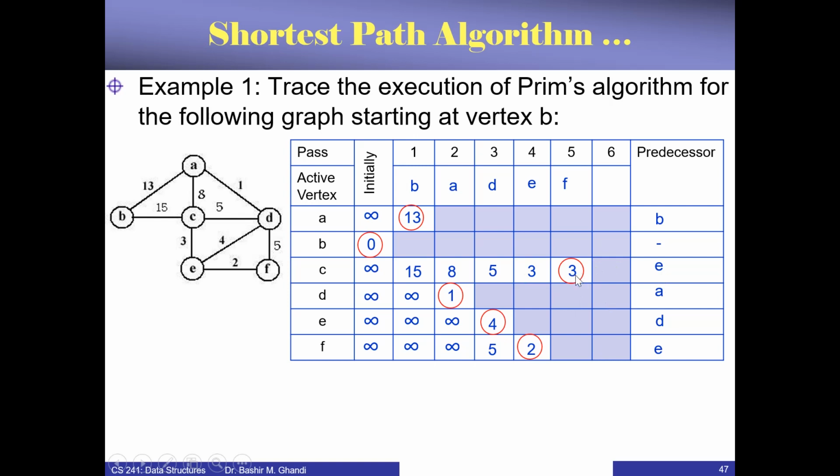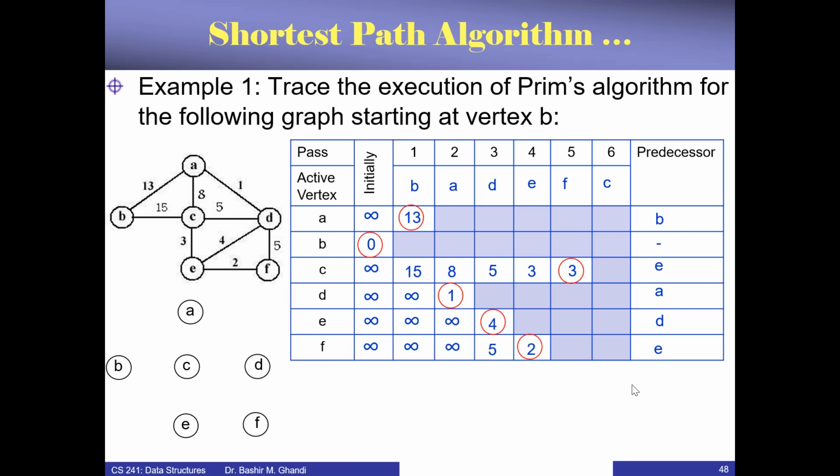So again, we position ourselves at C, but this time you will see that there is no vertex to consider. We have finished, and therefore the algorithm will terminate. All right, so this is the tracing of the algorithm, but now we have to compute our minimum cost spanning tree. How do we go about it?